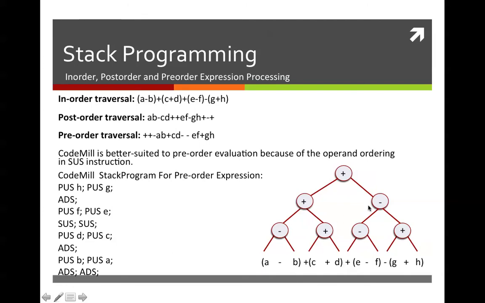Now that we finish all of this, we come down to the right, and then put a minus sign, and another minus sign, and then we put E and F. Now we go to the right-hand side, we put a plus, and then a G and H. That's the pre-order.